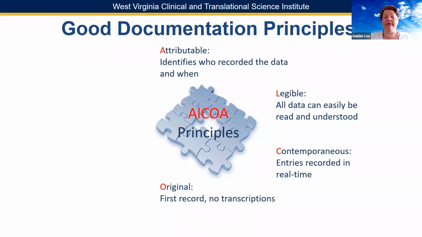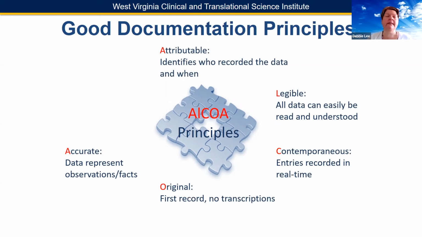It should be original. First record, no transcriptions. So if you have a case report form, a piece of paper that you have to fill out, and you're going to meet with that patient or subject, you should actually have that case report form with you. Take it in with you. You're gathering the weight for the patient, their blood pressure, filling that form out. You should not be taking in a Post-it note to capture that information. So really having either a piece of paper, or having your laptop in front of you if it needs to be electronic. The information should be accurate, right?